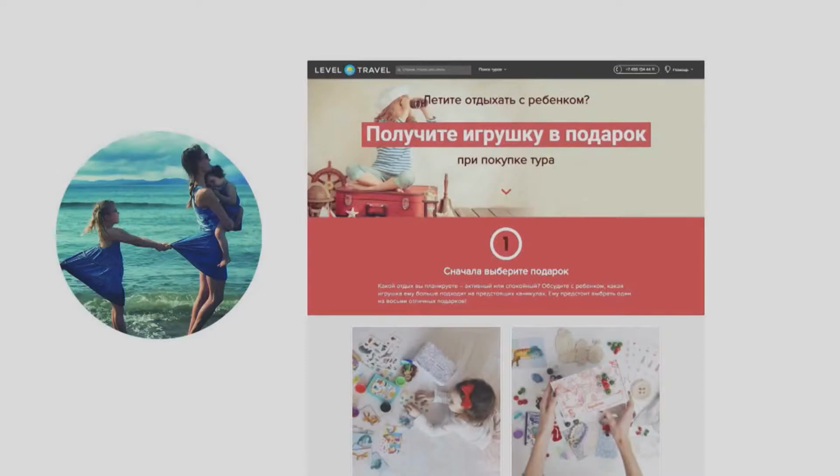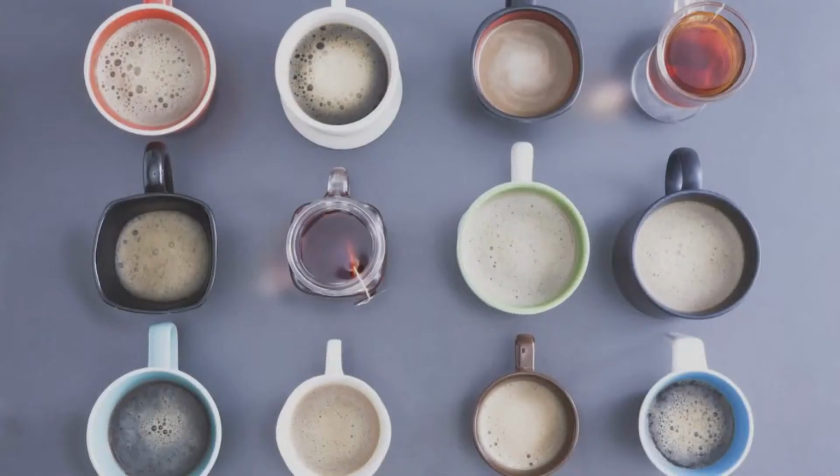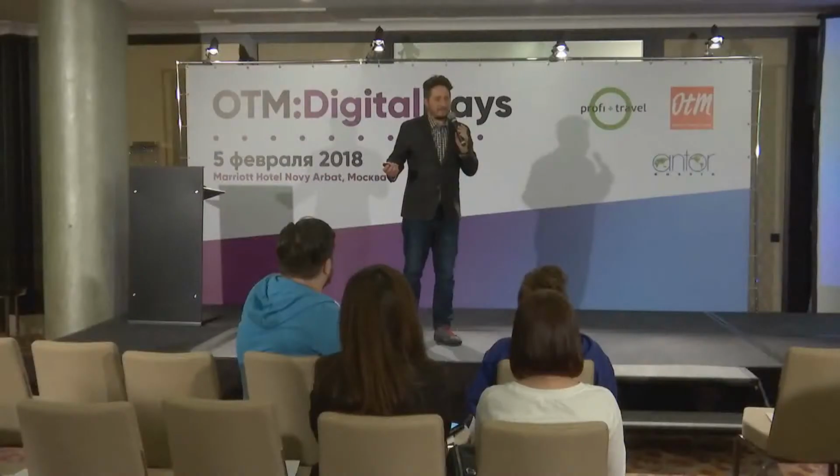Another example, a family. A mother with kids will be looking for a tour to go on together with her kids. Then, after such a search is detected, we send her a message that a gift for the children will be available in case she books the tour.